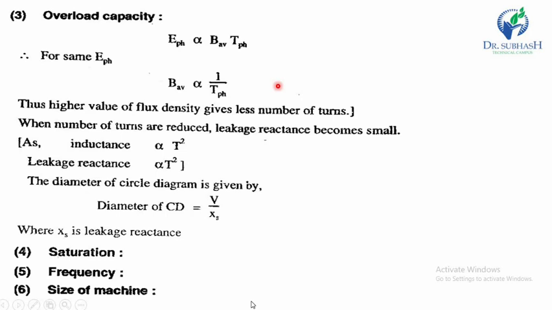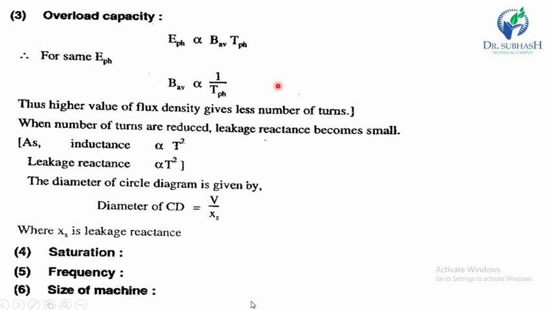So a higher value of flux density gives a lesser number of turns. When the number of turns is reduced, leakage reactance becomes small. Inductance is proportional to T square, and leakage reactance is also proportional to T square. The diameter of the circle diagram is given by V by Xc, where Xc is the leakage reactance. So when leakage reactance becomes small, the diameter of the circle diagram increases, which in turn gives a higher value of overload capacity.